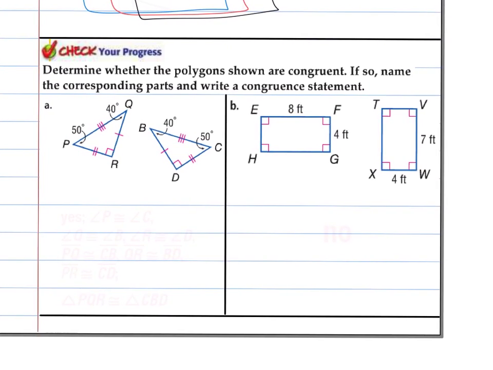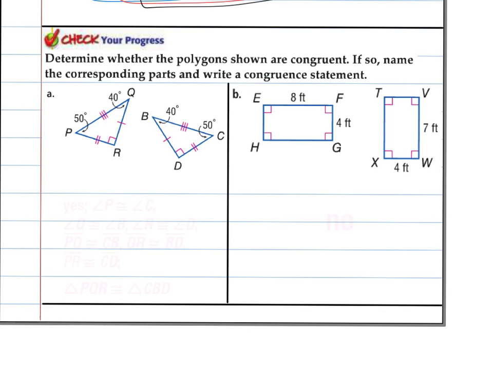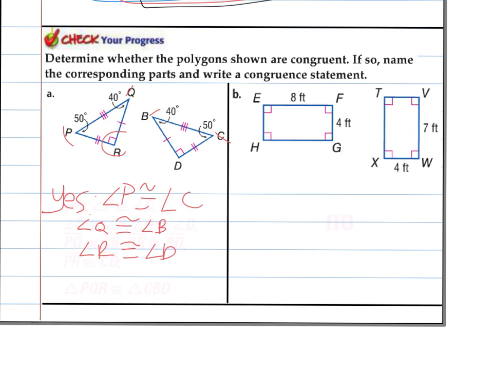Why don't you try? Determine whether the polygons shown are congruent. If so, name the corresponding parts and write a congruent statement. On this one, I'm going to write yes, I think that they are. The reason being that angle P corresponds with angle C, they're both 50. Angle Q corresponds with angle B, they're at 40. And angle R corresponds with angle D at 90 degrees. I also have to take into account my line segments. Line segment PR is congruent to CD. Notice the corresponding parts are lined up.